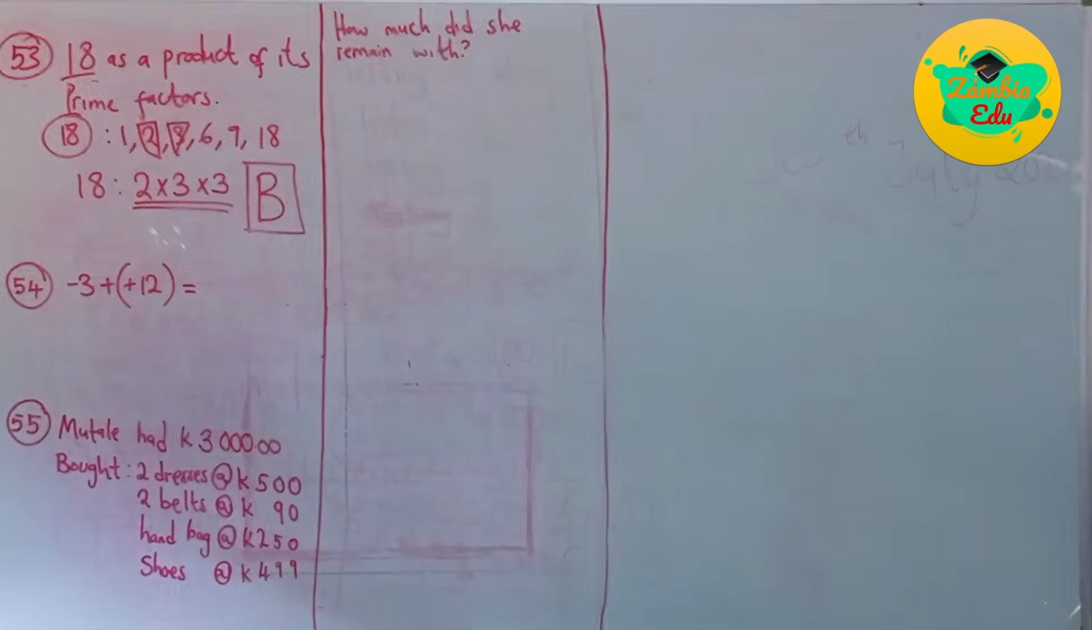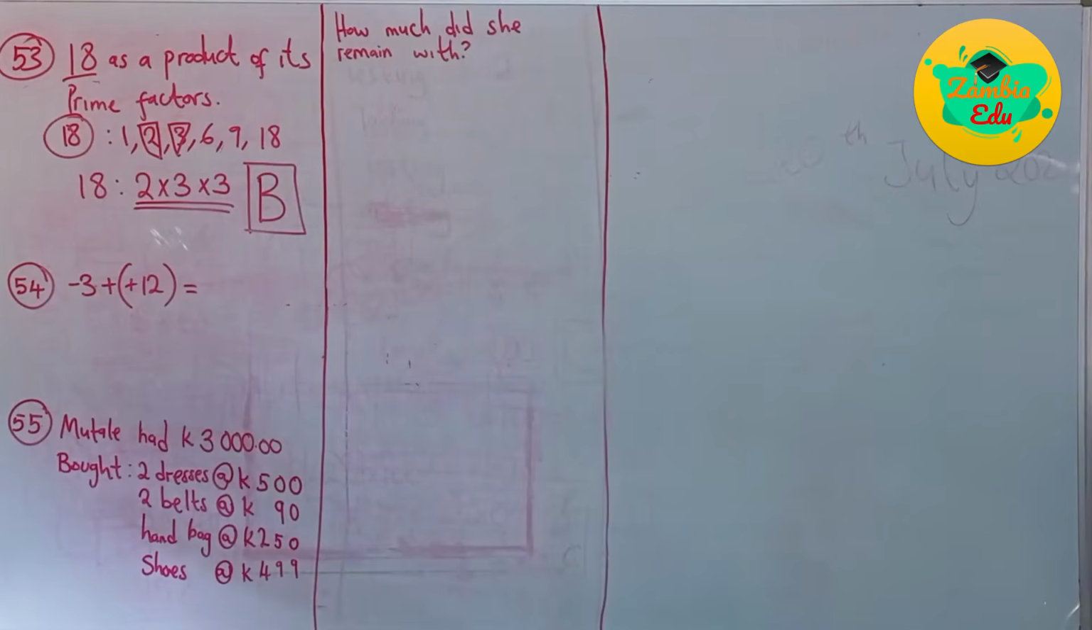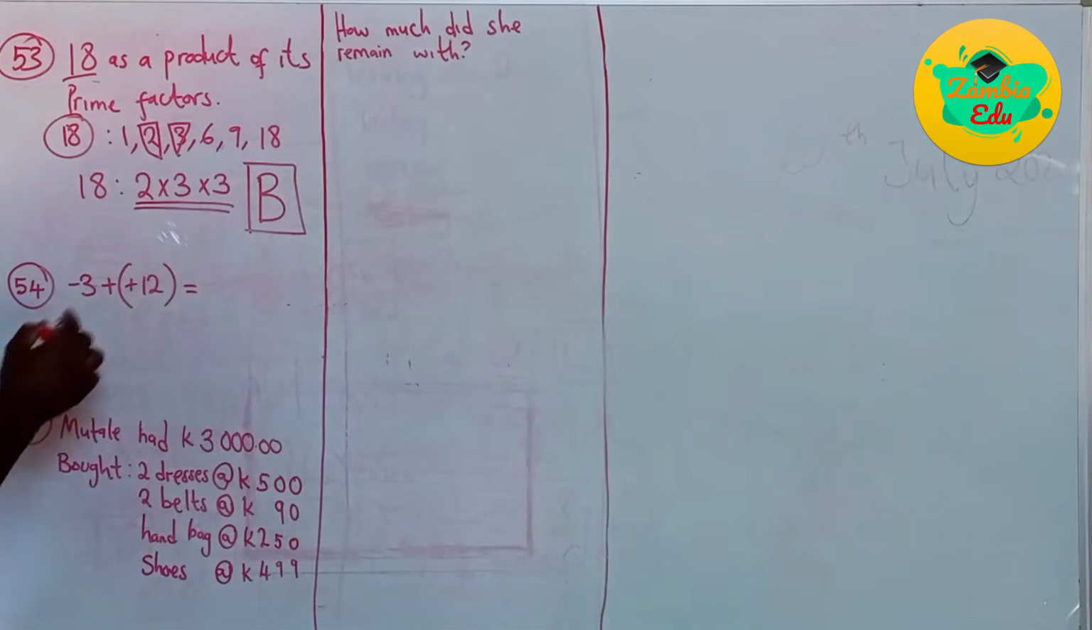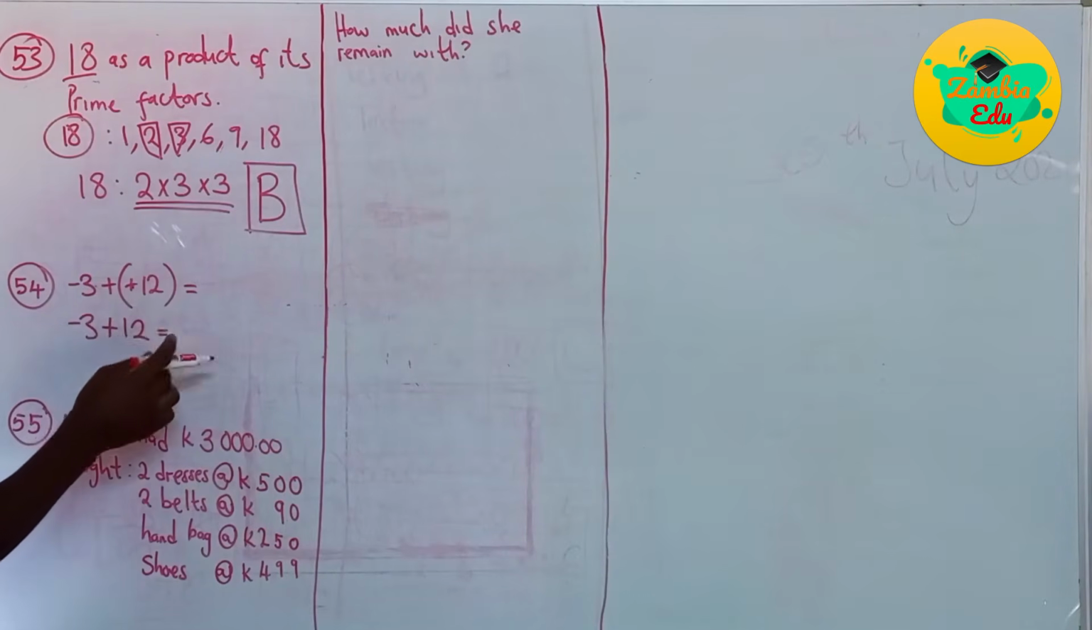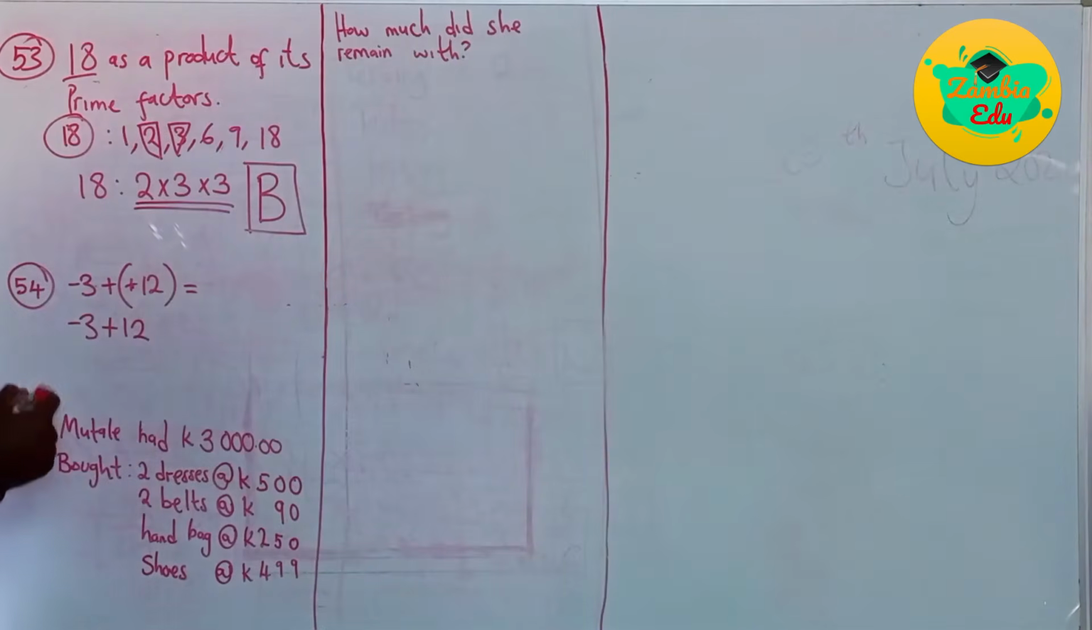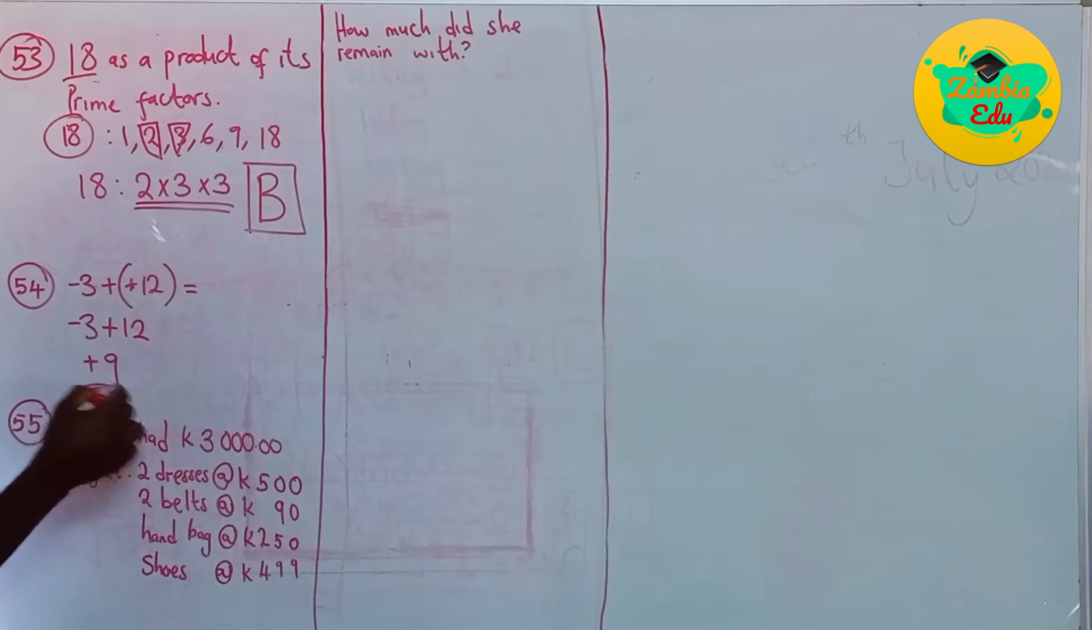Question 54 gives us negative 3 plus positive 12. What is the value? We have negative 3, then we have a 12 there. So negative 3 plus 12, the value is positive 9. The value is positive 9.